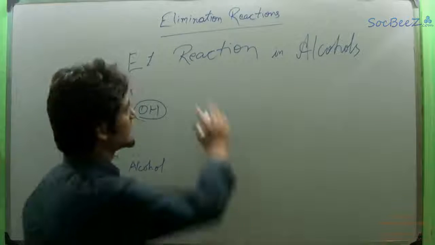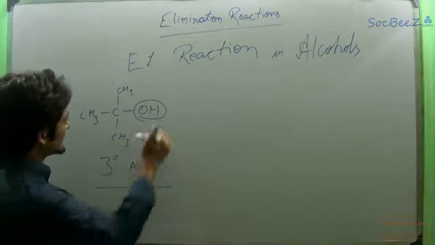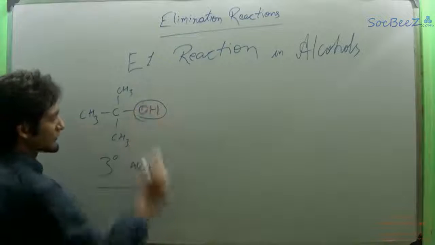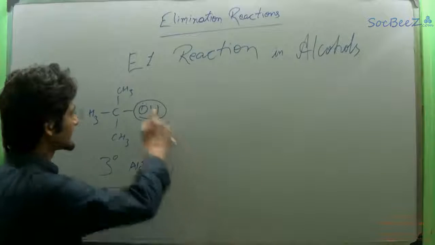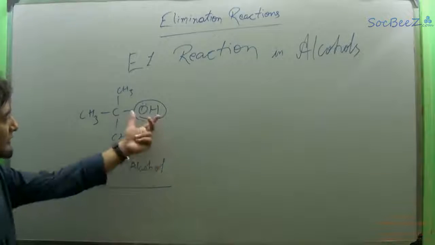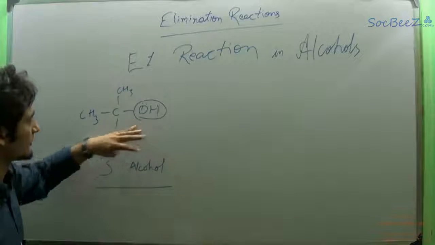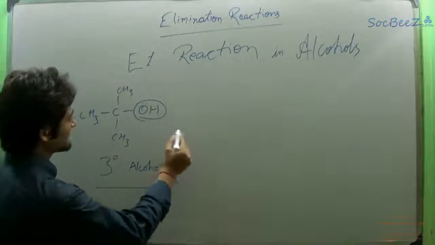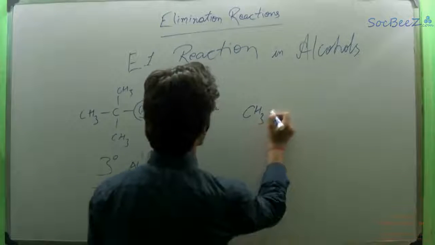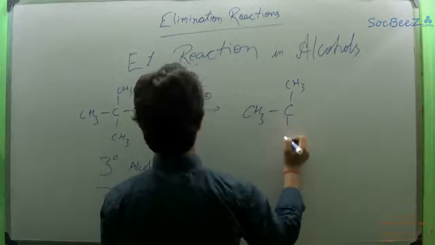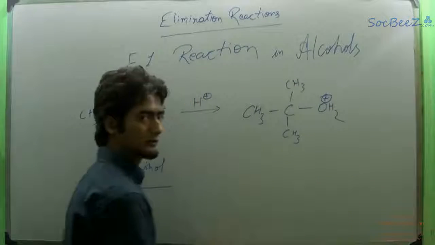So what actually happens in elimination reaction of alcohols through E1 mechanism? We can clearly see these O lone pairs are basic in nature. So if we have some acid in our reaction mixture, then it can accept an H, and on accepting H, this will become a good leaving group. At present, this is a very bad leaving group. OH is not a good leaving group. But after accepting a proton, this is a very good leaving group.